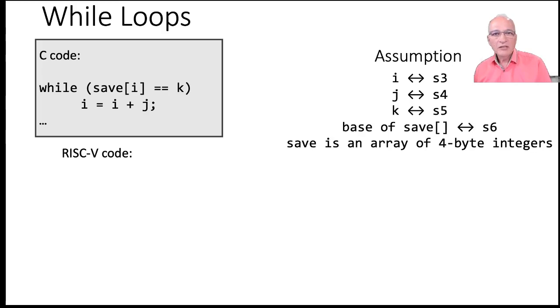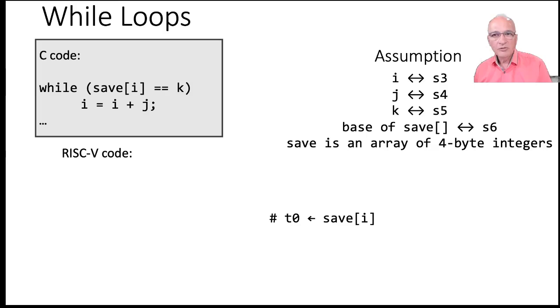In order to write the assembly code for this while loop, we need to have some assumptions about where each one of the variables are. In this example, I is in register S3, J is in register S4, K in register S5. The base of the array save is in register S6. Remember that the base of an array is the address of the element 0 of the array, and save is an array of 4-byte integers.